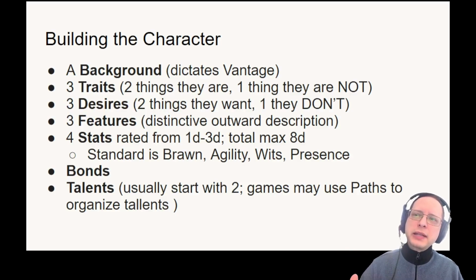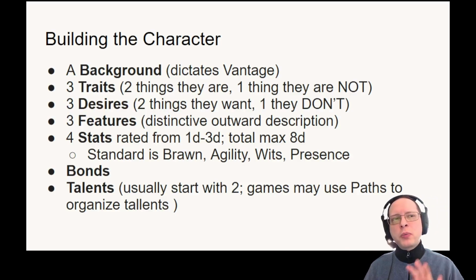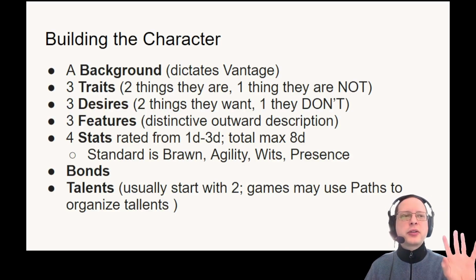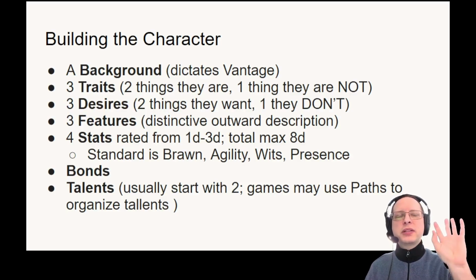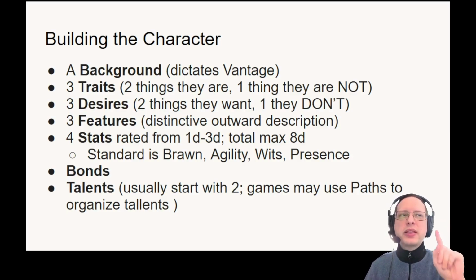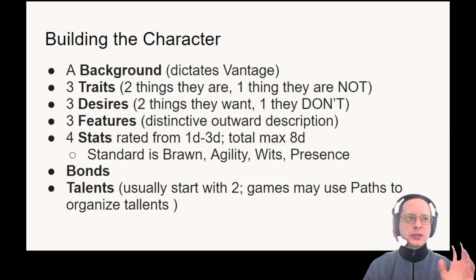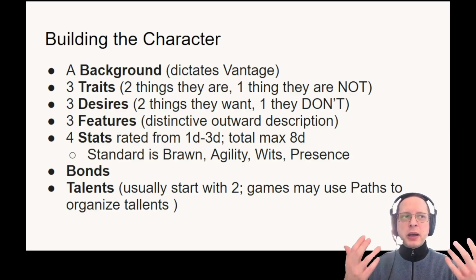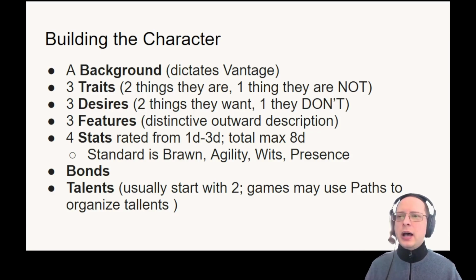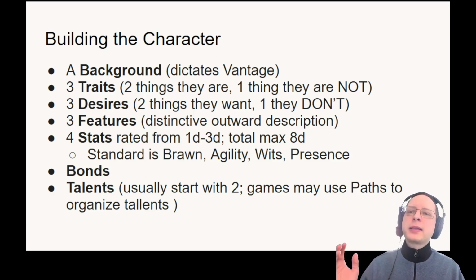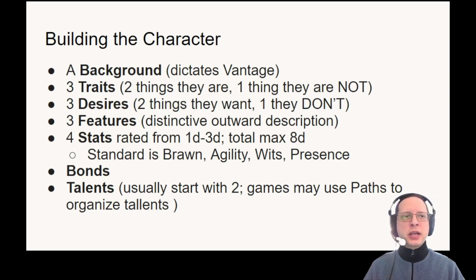For the traits and desires, what we're doing is we're describing 2 things that your character is, 2 things that your character wants, 1 thing that your character isn't, and 1 thing your character does not want. So that's something interesting to add some tension there, and also to describe not only things that are positive about your character, but potentially negative. Finally, again, those 3 features are typically your character's outward description.